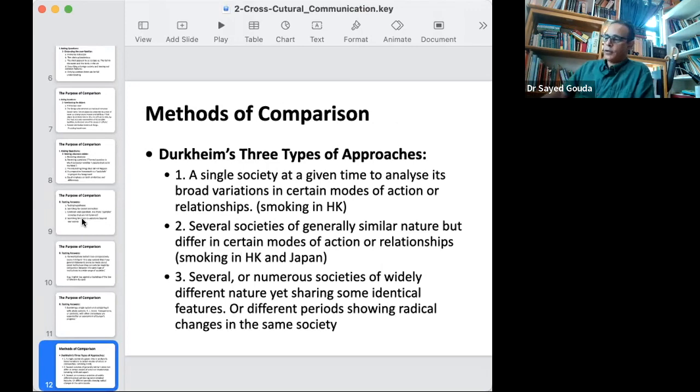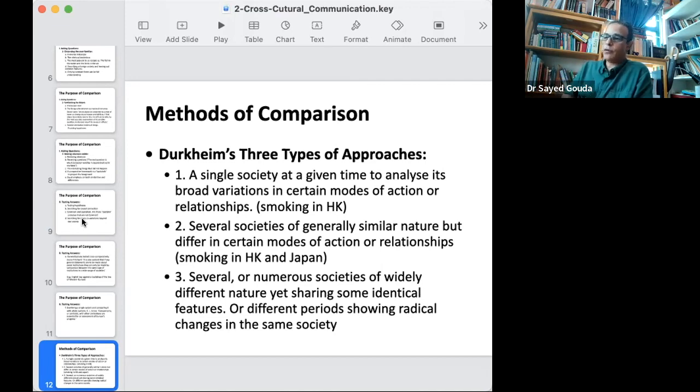So the methods of comparison here, if we talk, for example, about Emil Durkheim, he has three types of approaches to do comparison. The first method is a single society at a given time, and we analyze its broad variations in certain modes of action. For example, we analyze smoking in Hong Kong. Only Hong Kong, or only Beijing, or only Shanghai. We don't compare it with another city.